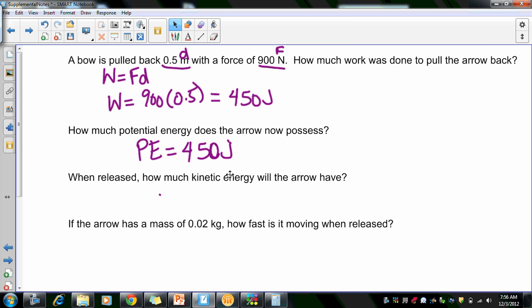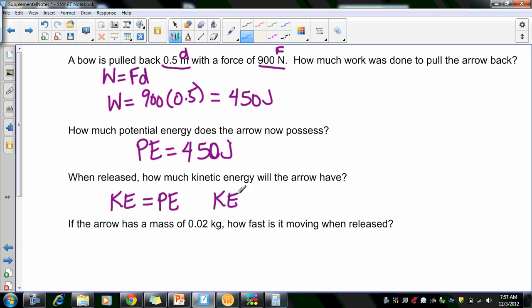When released, how much kinetic energy will the arrow have? Well, whenever it's let go, all of this potential energy will then be transferred to kinetic energy. So that's because of the conservation of energy. So kinetic energy, when it's released, will be equal to the potential energy, which means that kinetic energy, when it's released, will be 450 joules of kinetic energy. So then it says, if the arrow has a mass of 0.02 kilograms, how fast is it moving when released?